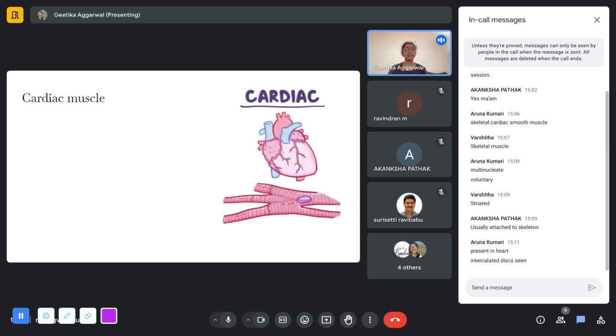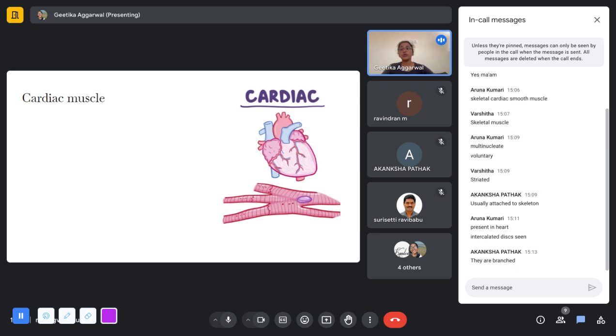What else? Other things. This is very simple. How would you identify a cardiac muscle? There are some very basic things. Okay, so let's just discuss these few things about the cardiac muscle.